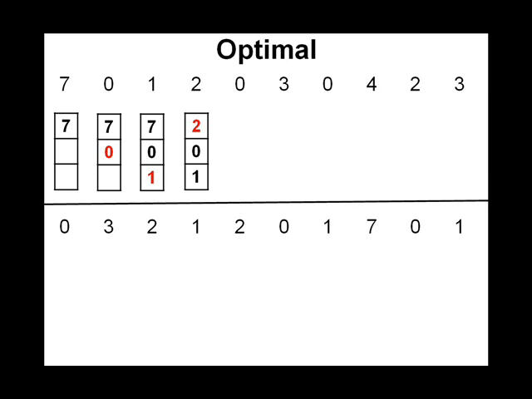The next page is 3. So we have to replace one of 2, 0, 1, which are in the frames, with 3. So we have to see the future analysis. Next 0 is going to execute. After that 2 is going to execute. So we have to replace 1 by 3.